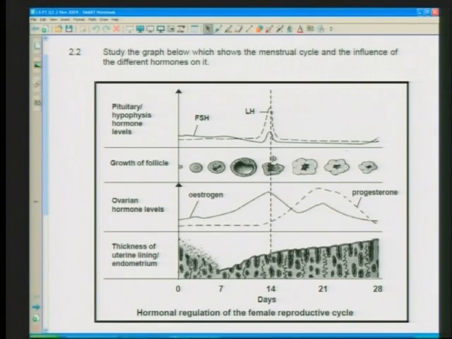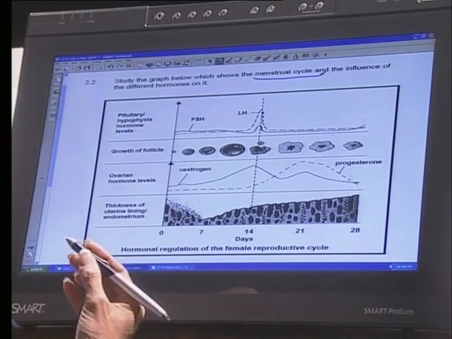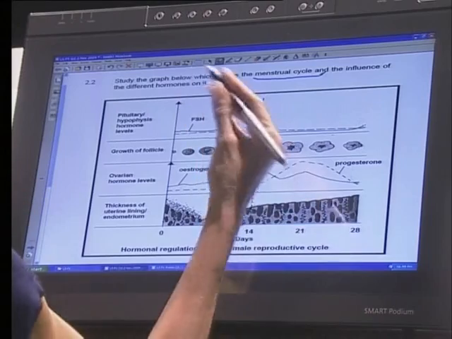Hey, Caroline. Okay, Caroline, it says here, the graph below shows the menstrual cycle and the influence of the different hormones. So before we do anything, let's look at our graph. We've got the pituitary gland, and what does the pituitary gland do? It releases 2 hormones: the follicle stimulating hormone and the luteinizing hormone, either FSH or LH.